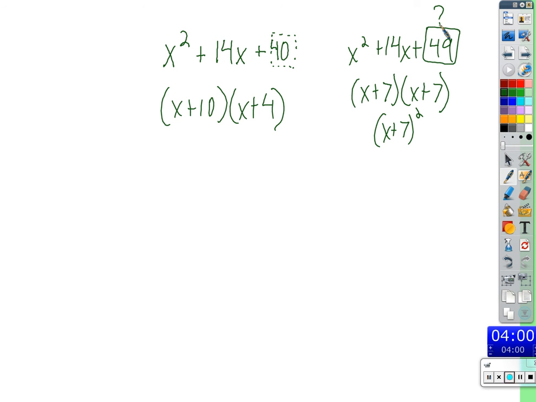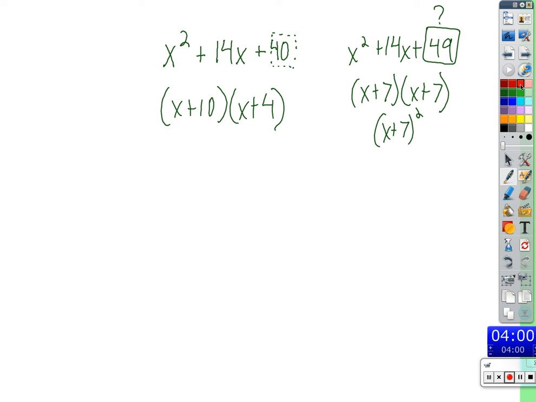There's multiple possibilities. Could it be something other than 49? Some other number? I'll just leave that to you. You think about that for a second. Could it possibly be something other than 49? Some other number that would cause it to factor just the way we want. Or maybe there's only one number possible.